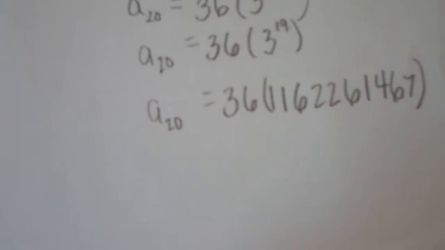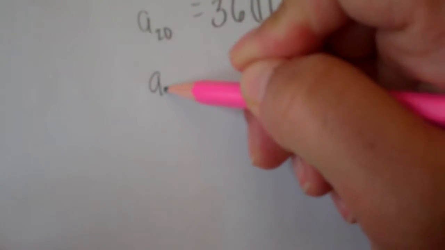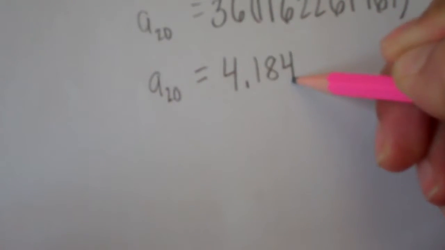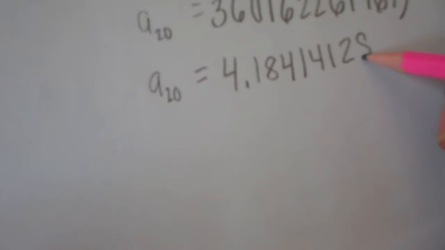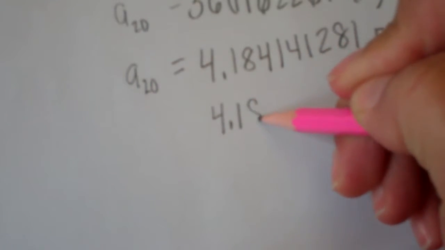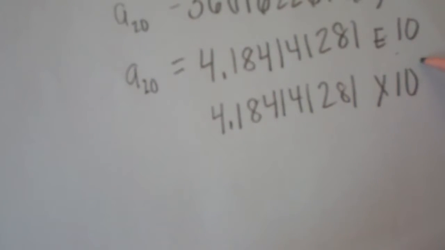Then I'm going to multiply that by 36. When I multiply that by 36, this is what I'm going to get on my calculator. 4.184141281 E10. This is going to be scientific notation. We're actually going to change this to the times 10. So this is really 4.184141281 times 10, and this should be a little 1 up here because it's to the first.